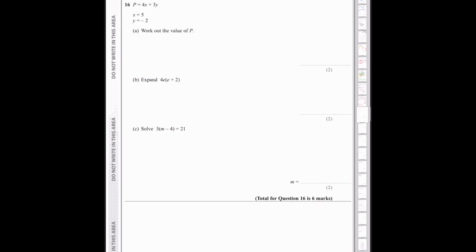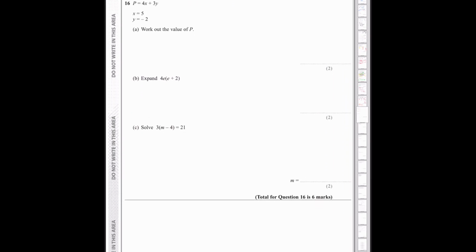Now, here we are looking at some equations, I think. Oh, no, sorry, just putting in some values. Okay, for question 16 then, you are being asked to substitute. It says that P equals 4x plus 3y. X is 5 and y is minus 2. Work out the value of P.